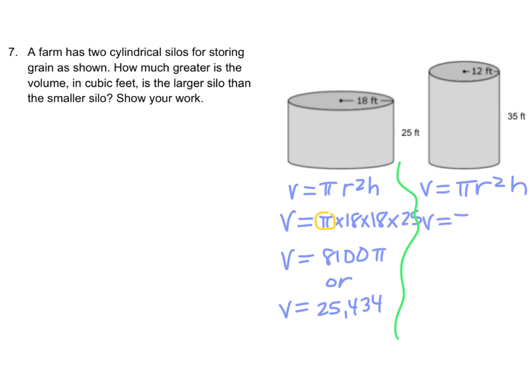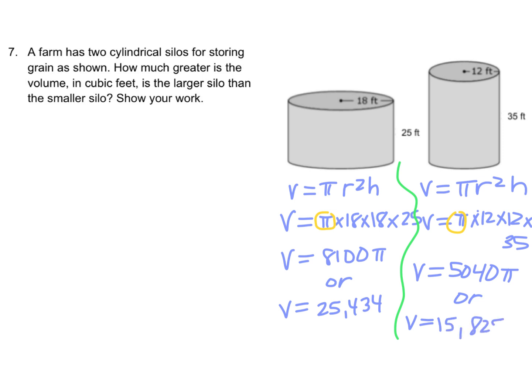And then the other cylinder, let's see, the radius is 12. So I go 12 times 12 times the height of 35. Okay, in terms of pi, if I don't type in the pi and just do the regular digits, I'm going to get 5040 pi. Or I can go ahead and multiply that by 3.14 and get 15,825.6. Okay, so this one right here is bigger.